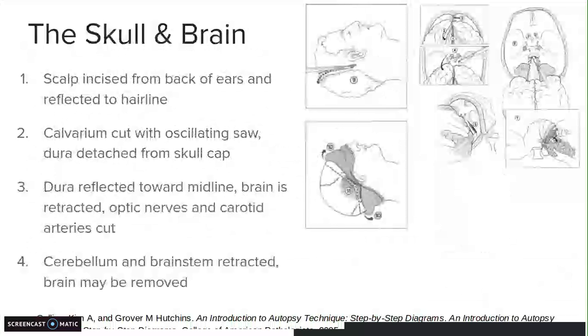The skull and the brain. The scalp is incised from behind the right ear to behind the left ear, and the scalp is reflected down toward the hairline. The calvarium is then cut with an oscillating saw, and the dura is detached from the skull cap. The dura is reflected toward the midline of the brain, and the brain may be observed before retracted, and the optic nerves and carotid arteries are cut. The cerebellum and brainstem are retracted, and the brain may be removed.